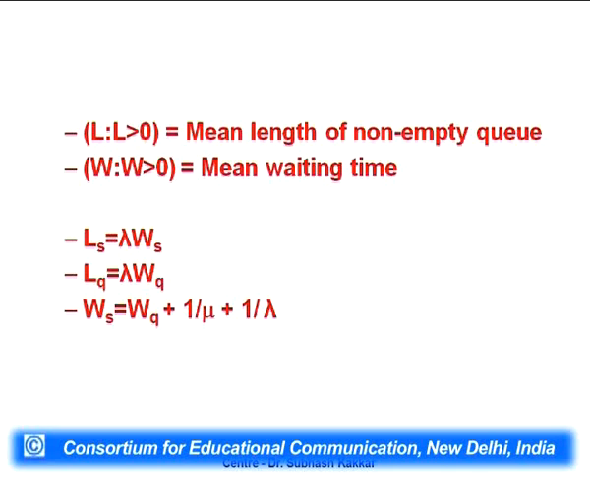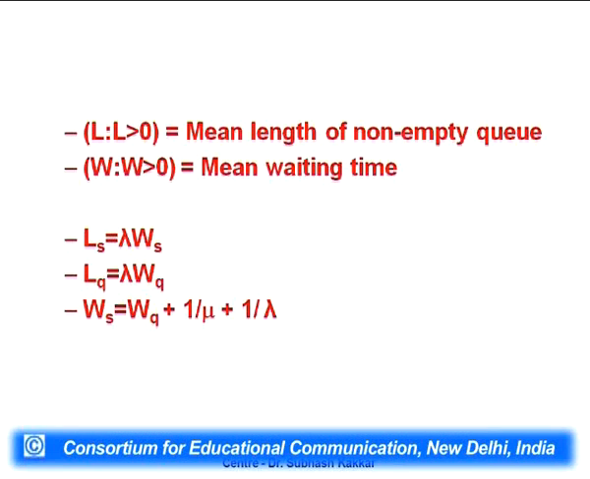LS, the number of customers waiting in the queue, is equal to lambda into WS, where W is the waiting time in the system, waiting in the queue as well as waiting in the service center. LQ is lambda into WQ. Lambda is the average arrival rate, WQ is the waiting time in the queue, LQ is the number of customers waiting in the queue. WS is WQ plus 1 by mu, and this gives the waiting time in the system.